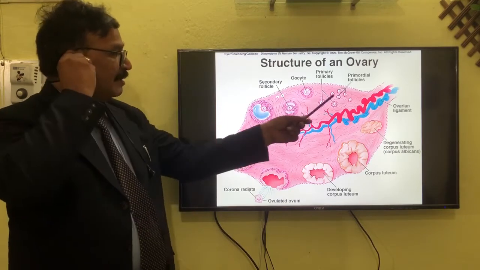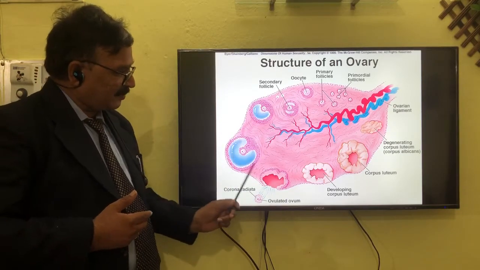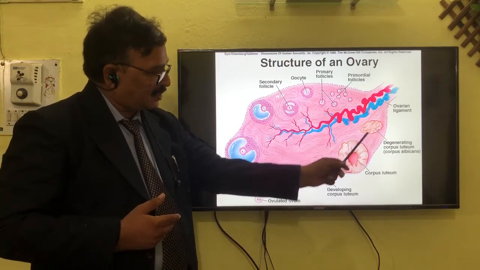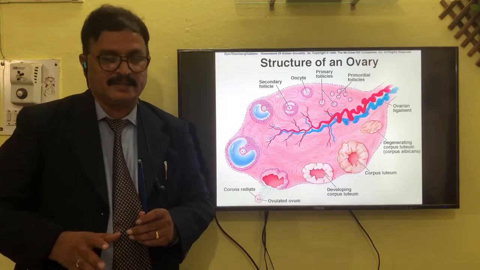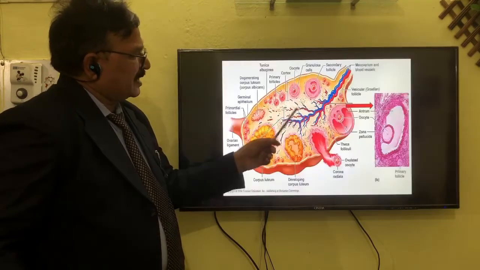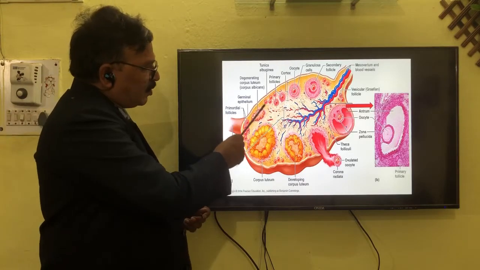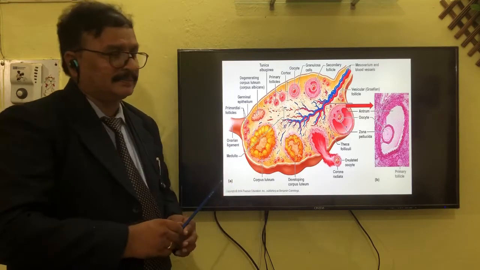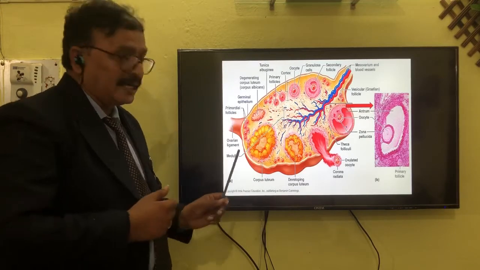We'll name all these follicles: primary follicle, secondary follicle, tertiary follicle, and corpus luteum, this one, and corpus albicans. So there are different types of follicles. Now, if you take the sectional view in a different picture, the ovary shows two regions. This outer darker area is the cortex region, and the inner lighter colored zone is called the medulla.